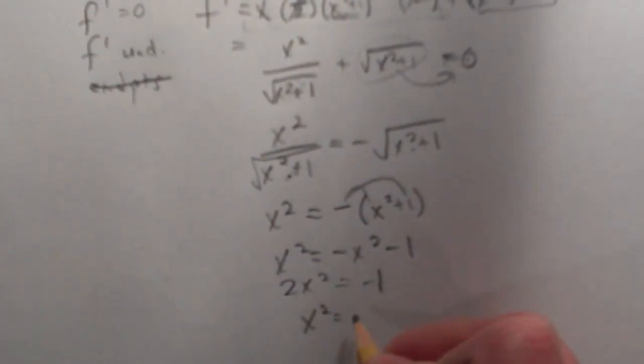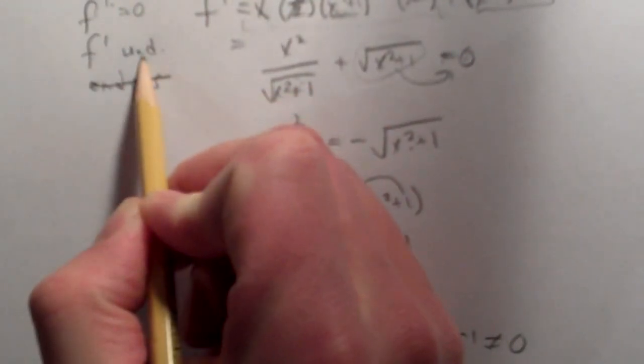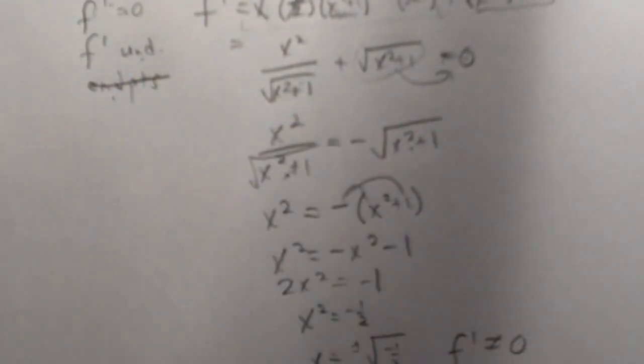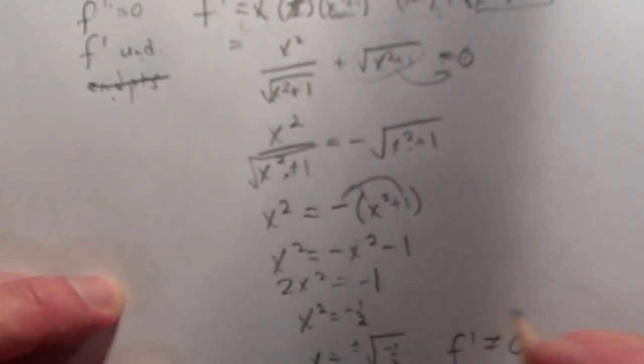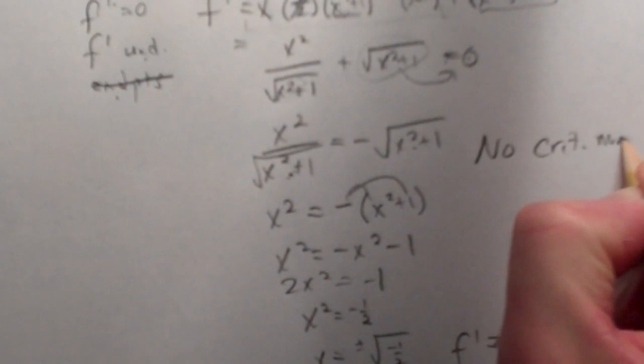x squared, if you divide away the 2, is a negative number. So x would have to be the square root of a negative. That never happens. So we've proven now that the first derivative never equals 0. We know the first derivative will never be undefined, and there are also no endpoints to be worried about. We could say there are no critical numbers.